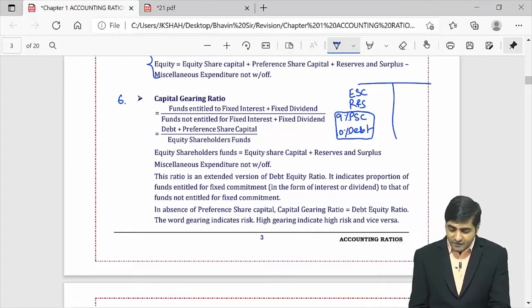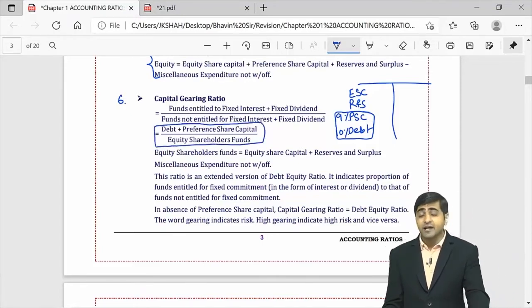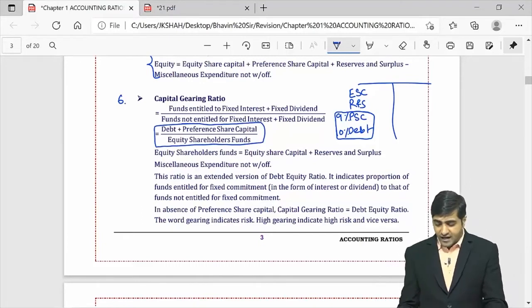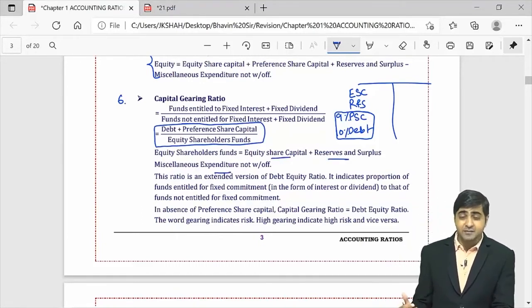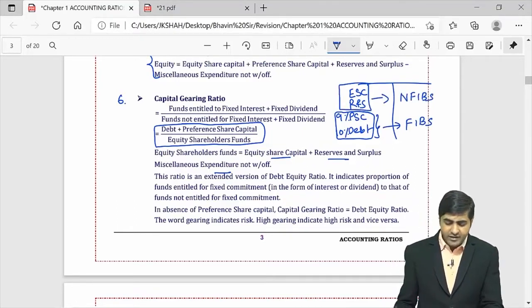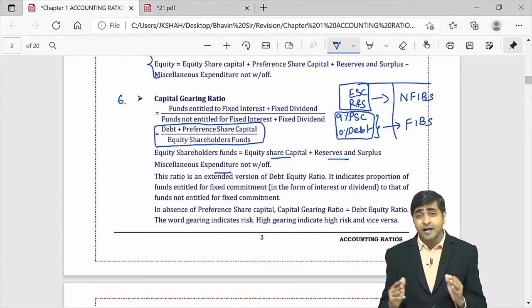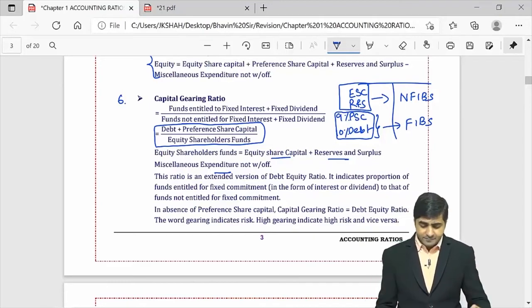Okay, so guys, that's why we have debt plus preference share capital, which we need to divide by equity shareholders' funds, and your equity shareholders' funds is equity share capital plus reserves and surplus minus miscellaneous expenditure not written off, because you know that the first two are your fixed income bearing securities, and these two are your non-fixed income bearing securities. Okay, so that's how your capital gearing ratio will be calculated. Lower the ratio, lower will be your risk.